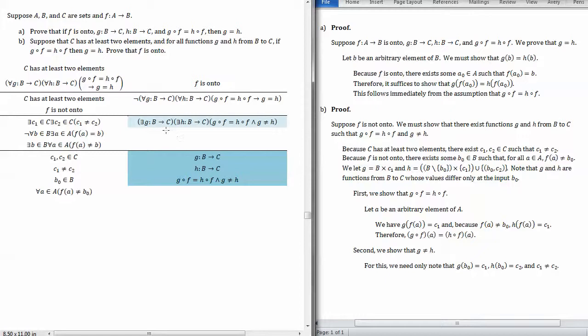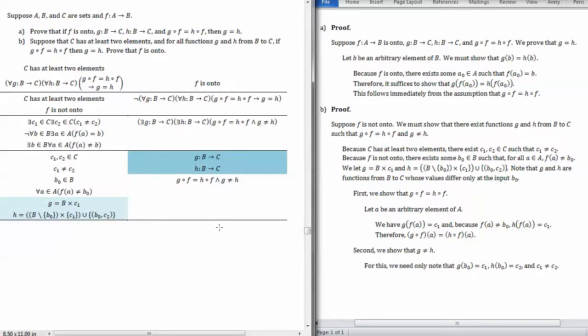So once I say that, we're going to have to prove that G is a function from B to C, and so is H, and then that this conjunction is true. Okay, so there we go. With a little bit of creativity, as I explained in the picture, we make G and H almost the same. I have the same typo here. This should be B times the set containing C1. So G maps everything in B to C1, and H maps everything in B except for B naught to C1, and it maps B naught to C2. Okay, so they're almost the same except for what they do to B naught.